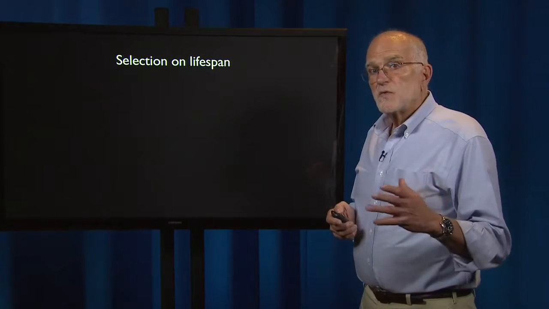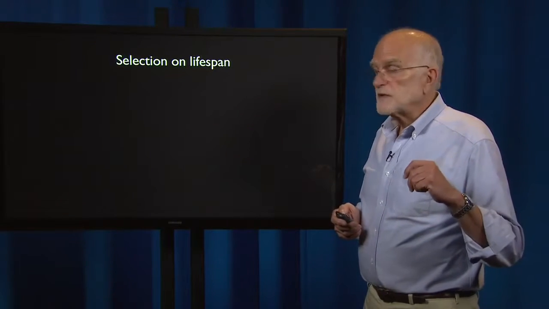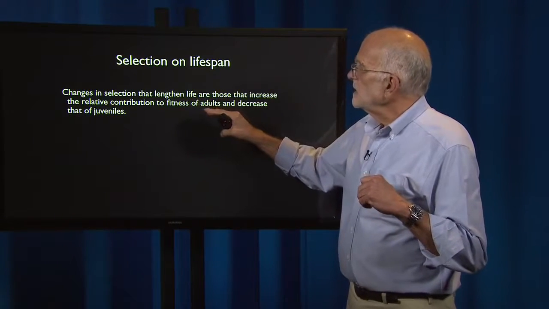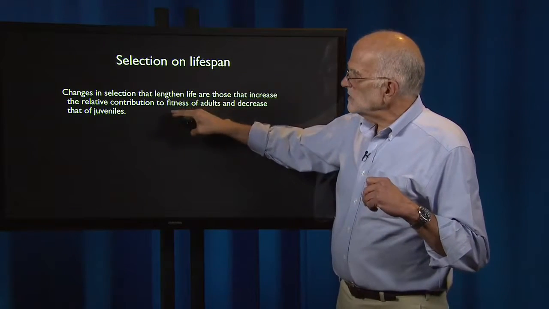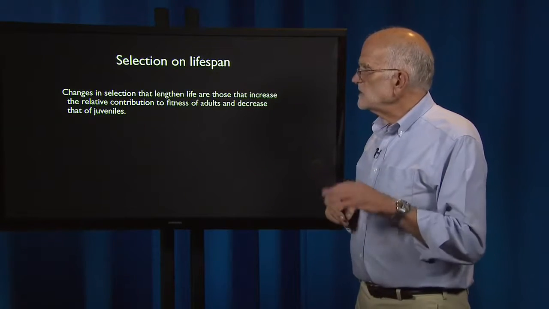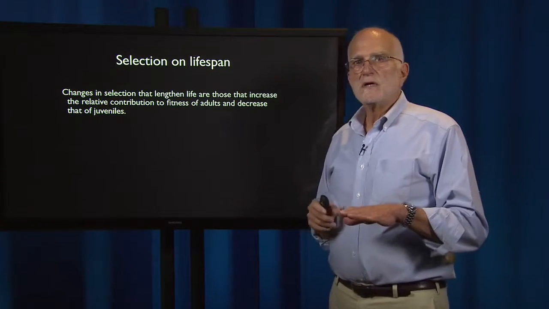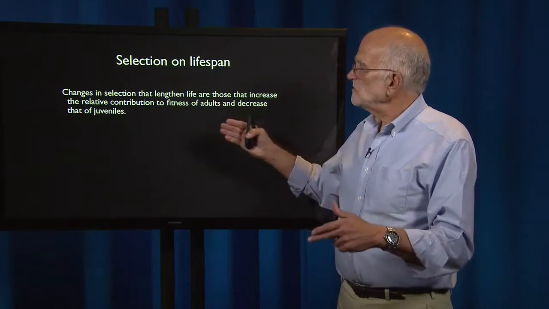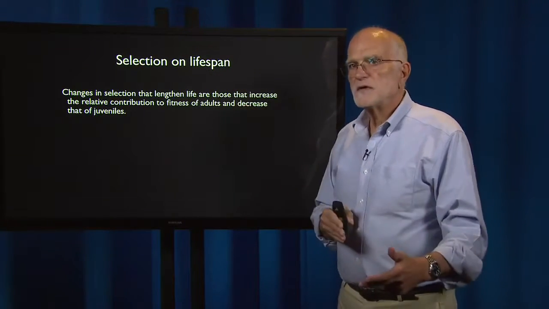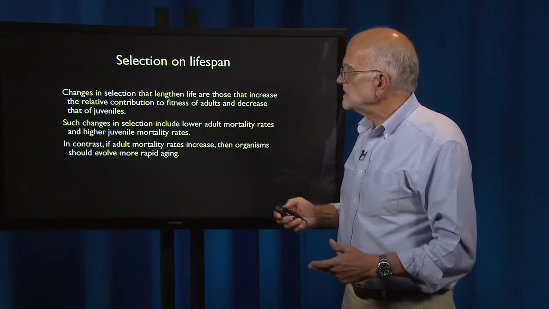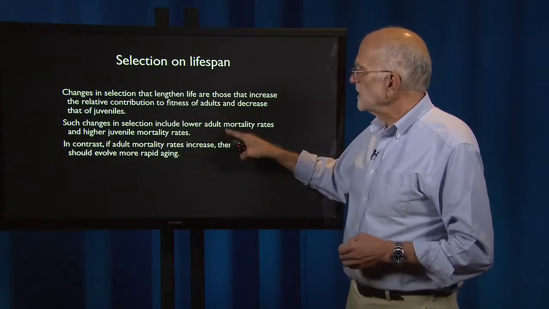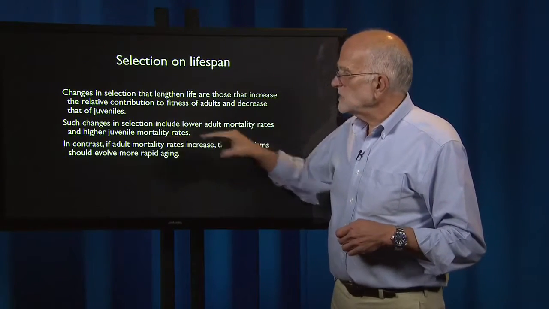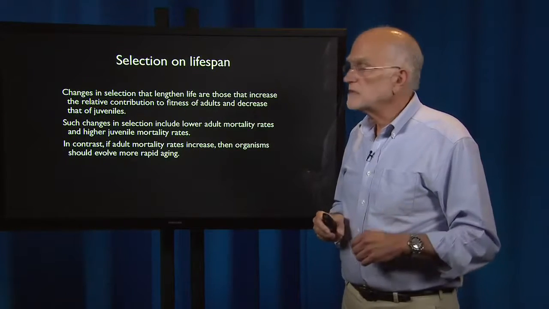Now, how does selection work on lifespan from a life history perspective? A change in selection that lengthens life is going to be one that increases the relative contribution of fitness of adults and decreases that of juveniles. So if you look at that basically as a change that makes adults worth more and juveniles worth less, then it makes sense that such a change in selection would include lower adult mortality rates, makes adults worth more, and higher juvenile mortality rates, makes juveniles worth less.